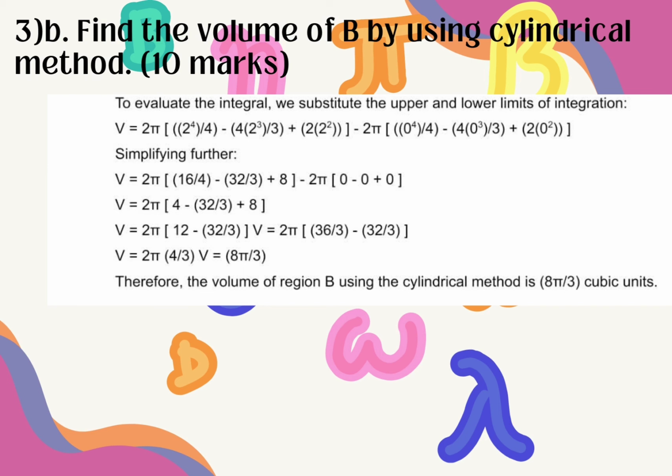Simplifying the integral expression, we have V equals 2 pi (16 over 4, minus 32 over 3, plus 8) minus (0 plus 0). V equals 2 pi (4 minus 32 over 3, plus 8). Continuing the simplification, we have V equals 2 pi (12 minus 32 over 3). V equals 2 pi (36 over 3 minus 32 over 3). V equals 2 pi times 4 over 3. V equals 8 pi over 3.